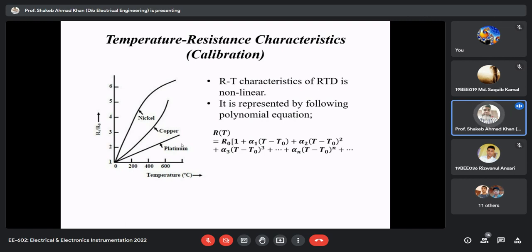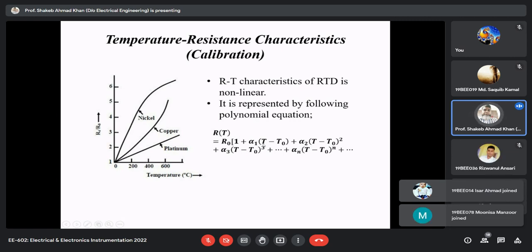And any non-linear characteristic, as far as its mathematical representation is concerned, can be represented by a polynomial of degree n. Here you can see that this relationship is established only when the coefficients are known, alpha 1, alpha 2, alpha 3, and so on. So it is a general polynomial expression for RTD, the relation between the response, that is your resistance, and the temperature.